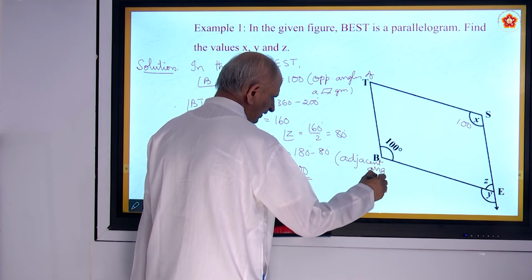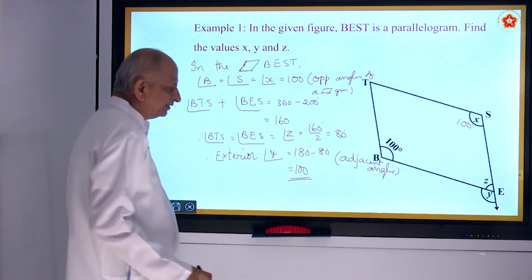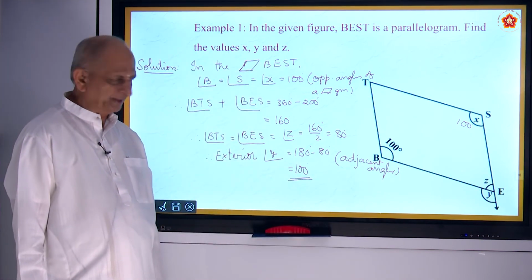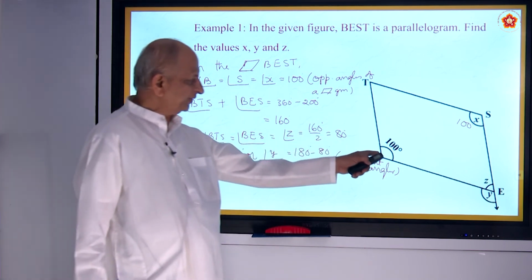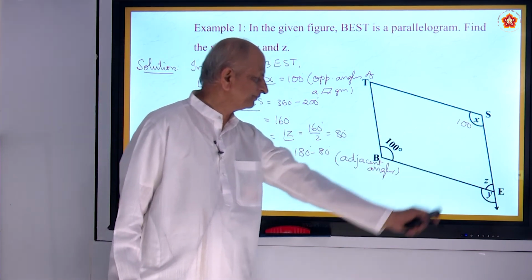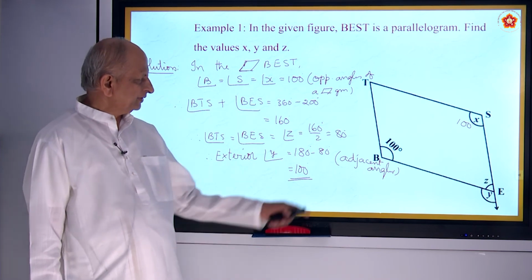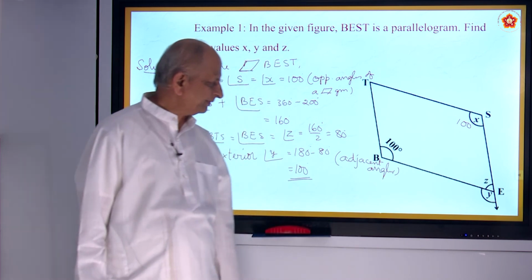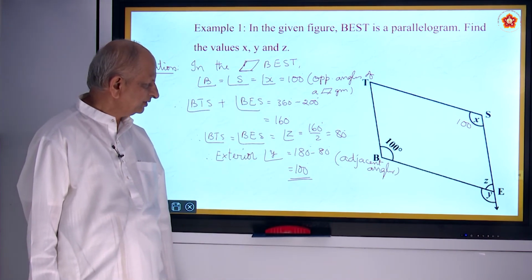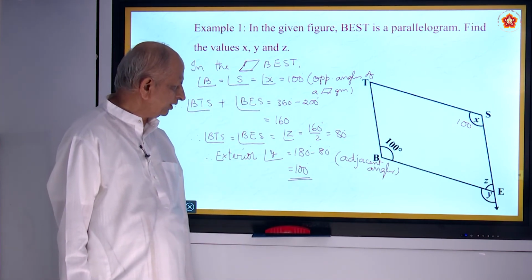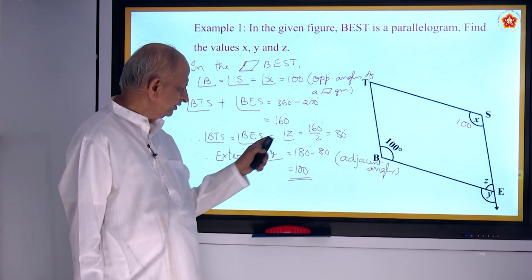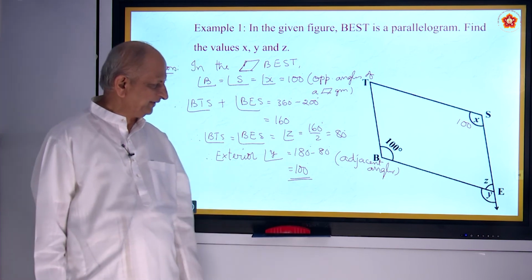Adjacent angles. When one line stands on another line, the sum of the adjacent angles is 180 degrees. So, very simple problem. B is given, find out S, 100. Then you find out angle T and also angle Z. Sum of T and Z is 160. Each becomes 160 by 2, that is 80.